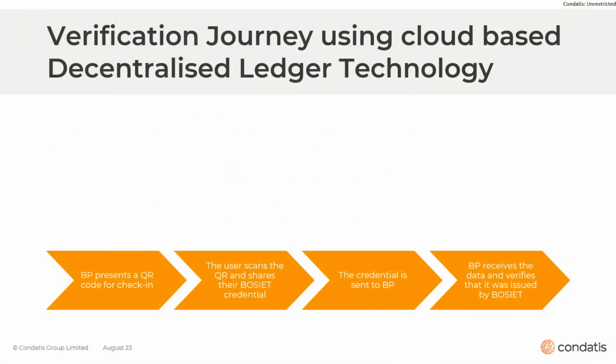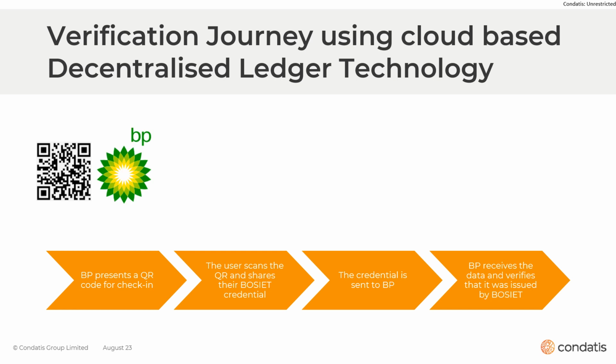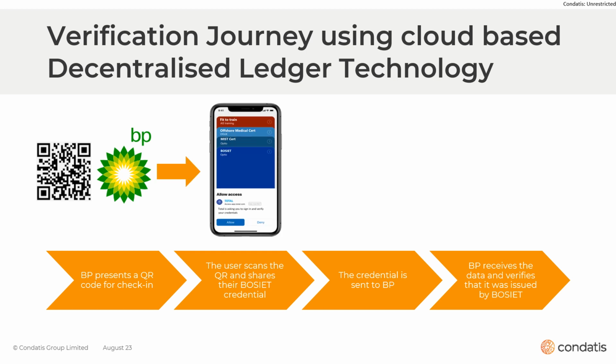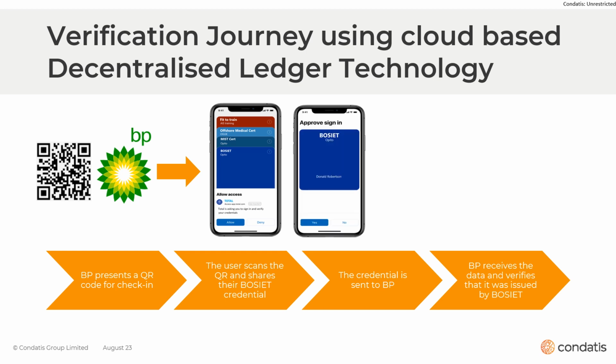So this is what the verification journey using cloud-based decentralised ledger technology would look like for the oil and gas industry. The BP website or computer terminal would present a QR code for the user to scan before they check in. Using their mobile phone and a digital wallet, such as Microsoft Authenticator, the user would scan the QR code and would then be requested to share the BOSIET credential.